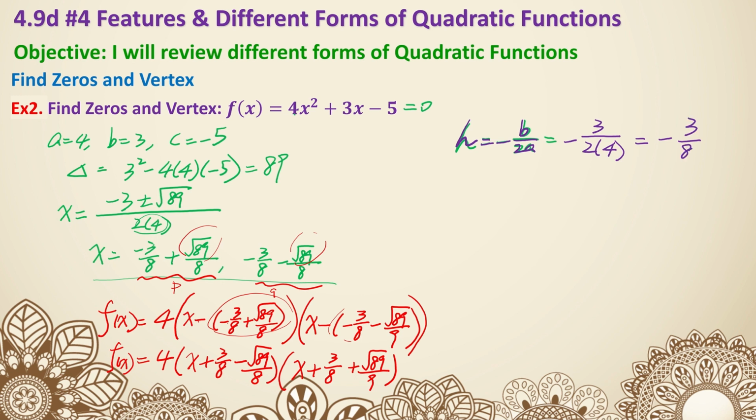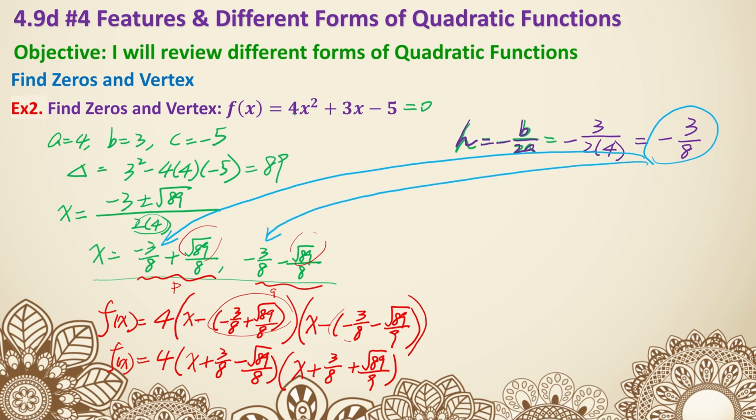Now, even if you haven't noticed, let's quickly have a look. Negative 3 over 8 is right here and right here. Why negative 3/8? Well, it's because, again, the vertex is actually in between the two intercepts. So let's say these are two intercepts. The vertex is going to be right in the middle, and that is our negative 3/8.